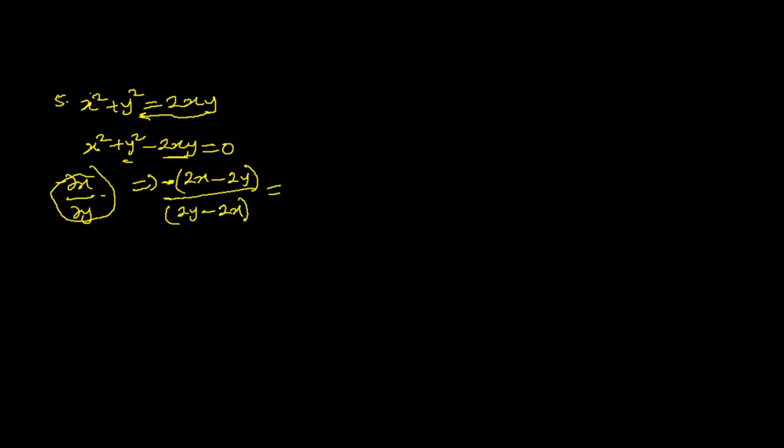So this is going to break down to minus 2 into x minus y divided by 2 into y minus x. This will go with this. So this is going to be minus x minus y divided by y minus x. So this is the dy/dx. So let's use the long method now and see what we are going to have.